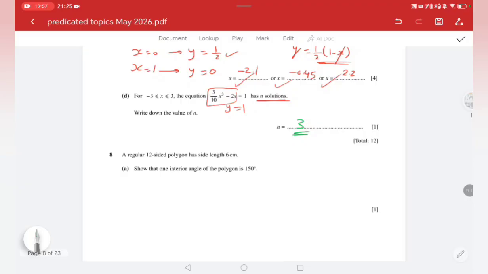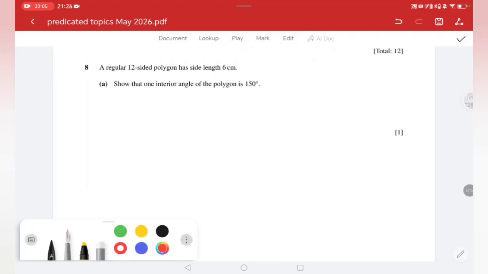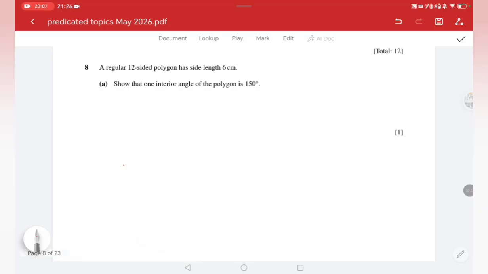Okay. So now we are done with this topic. Let's move to a new topic. The second topic here is about polygons, and it's a little bit of a long question, but it contains a lot of things that you may find in the exam.